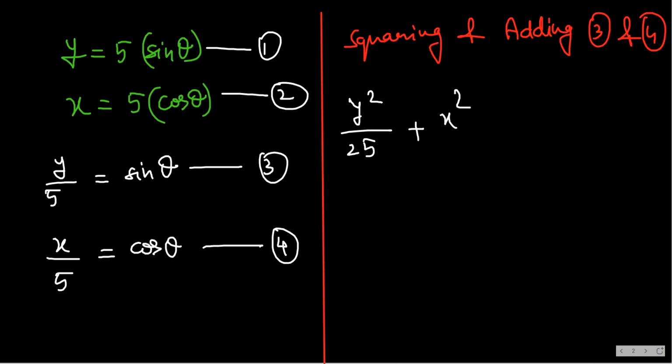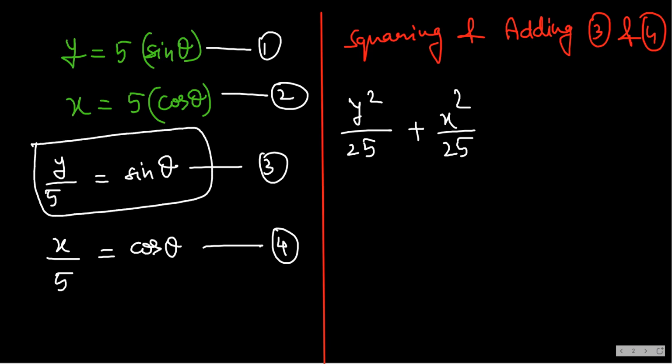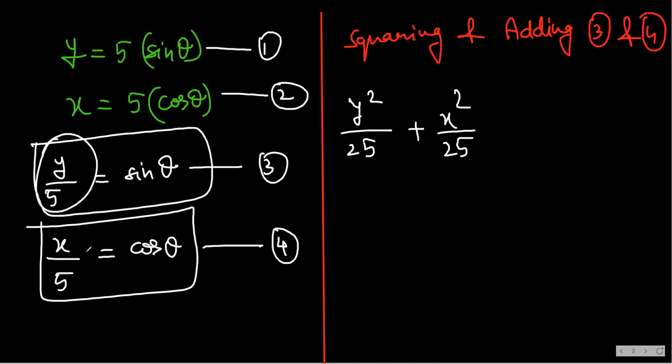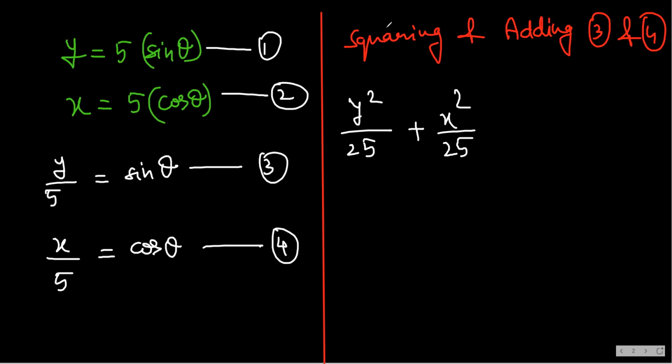Plus x square upon 25. See, I'm squaring this. So when I'm squaring this, I will get y square upon 25 equals sine square theta. And when I'm squaring this, I get x square upon 25 equals cos square theta. And then I'm adding them. So the left hand side is added to left hand side, and the right hand side is added to right hand side. Okay, I hope you have understood this.